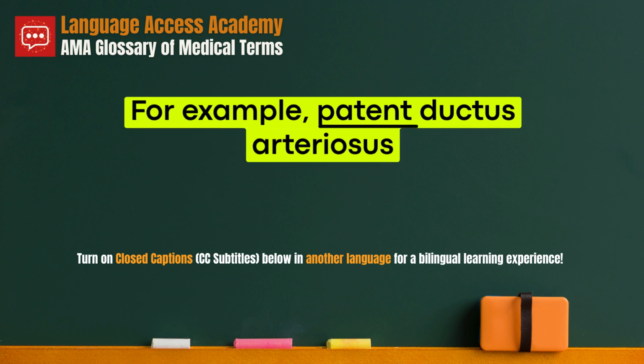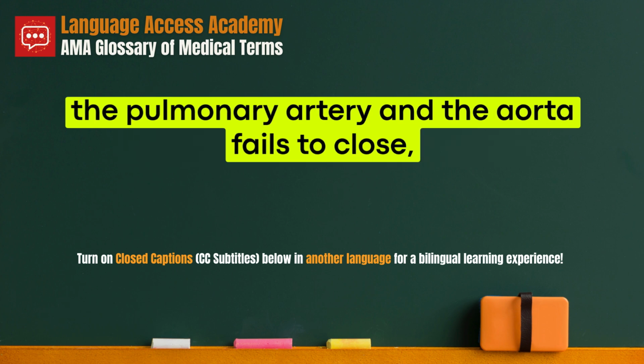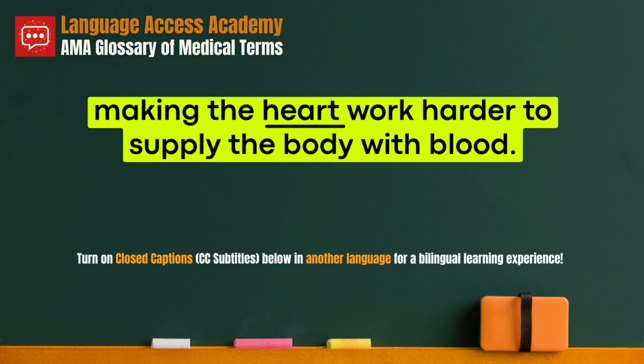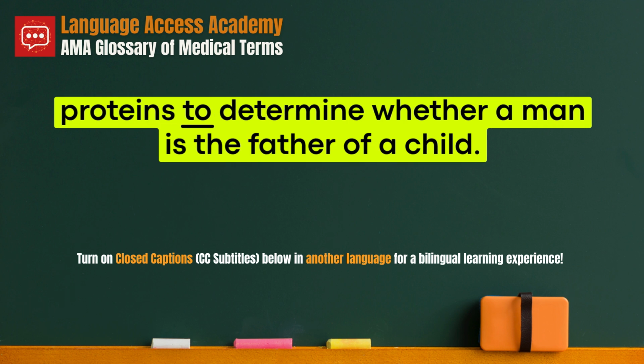For example, patent ductus arteriosus is a genetic disorder of the heart in which a channel connecting the pulmonary artery and the aorta fails to close, making the heart work harder to supply the body with blood. Paternity testing is the use of blood tests to match up DNA or specific blood proteins to determine whether a man is the father of a child.